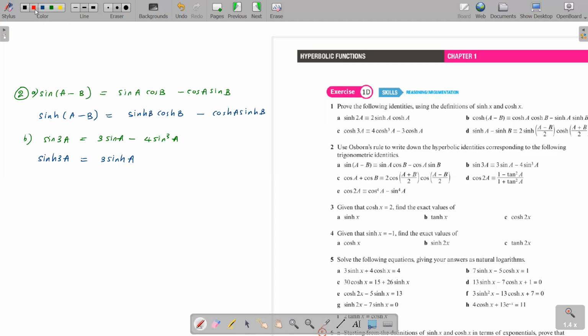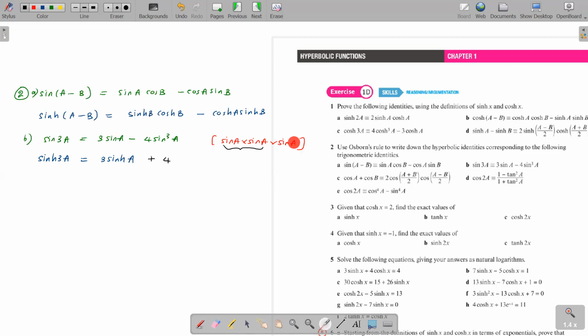Sin cube a is sine multiplied by sine multiplied by sine. So you know that when you're converting to hyperbolic, sine becomes sinh. That's fine. But when you have a product of two of them, it's going to give a negative sign outside, right? So these two together are going to produce a negative sign. So this negative sign with the other negative sign gives positive 4, and you can see here sin a, sinh a.